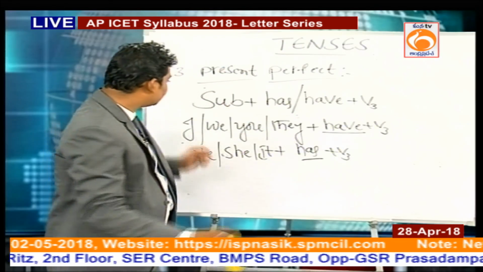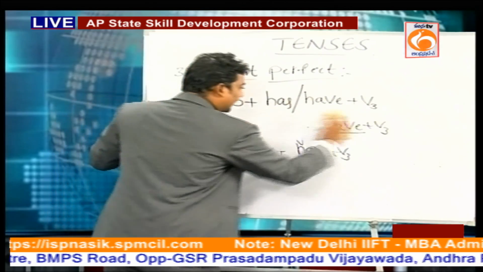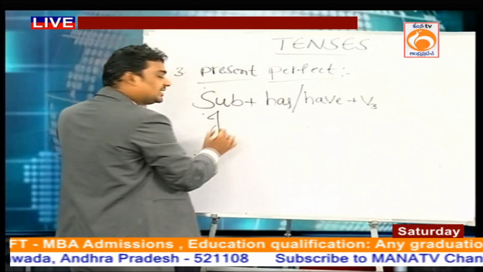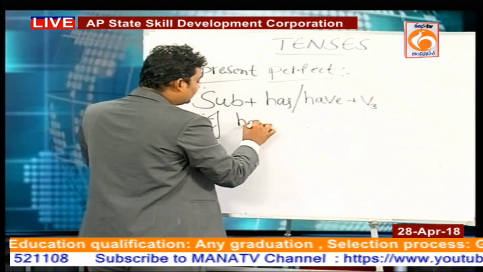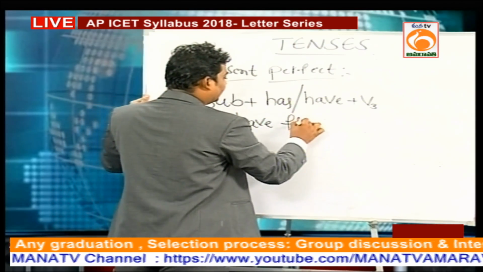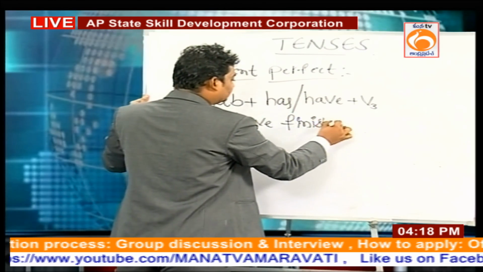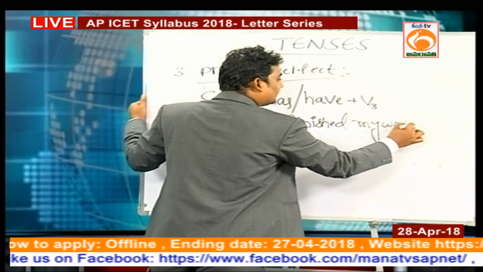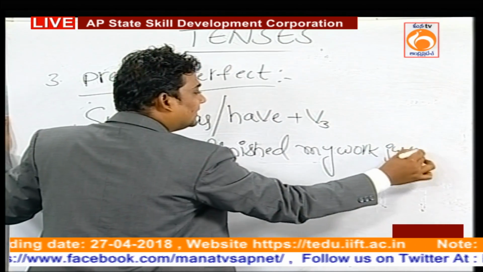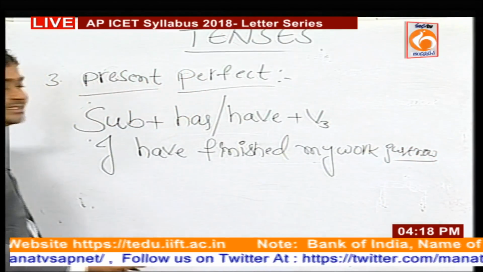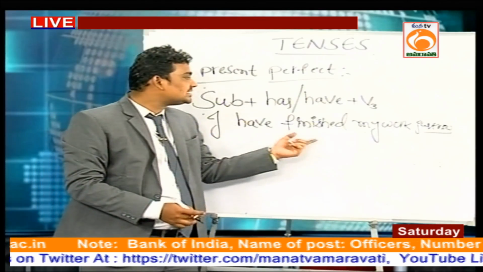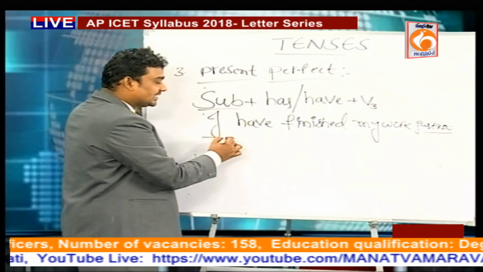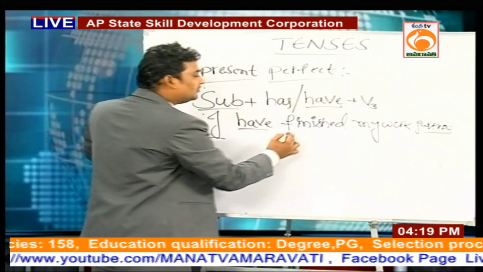So, an example for present perfect tense. Subject here, I have finished or completed my work just now. Here, just now is a keyword for present perfect tense. I have finished my work just now. You can see here carefully, I is the subject, have is the following helping verb, finished is the V3.